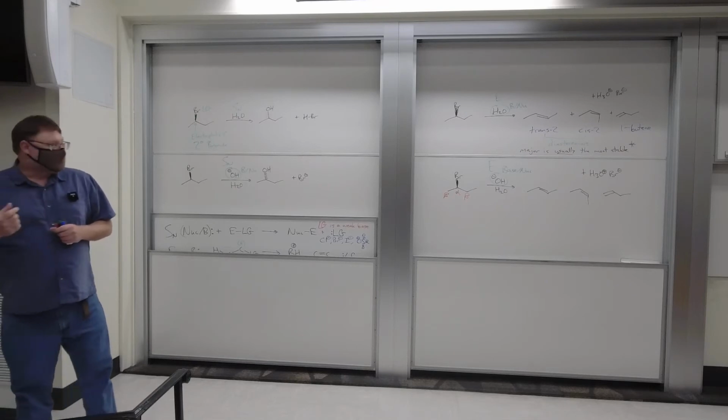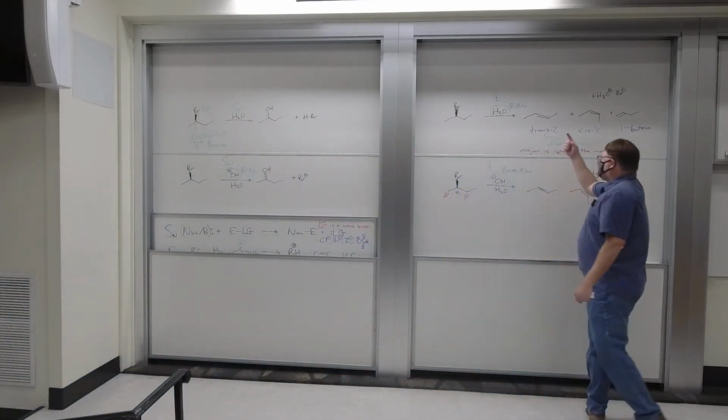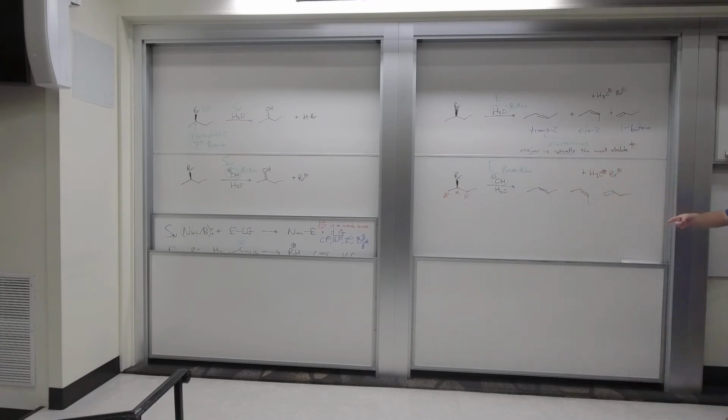Take 60 seconds and see if you can figure out which ones. So these are going to be E1 and E2, one or the other. And on the left, one or the other is going to be SN1 and SN2. So see if you can figure that out.